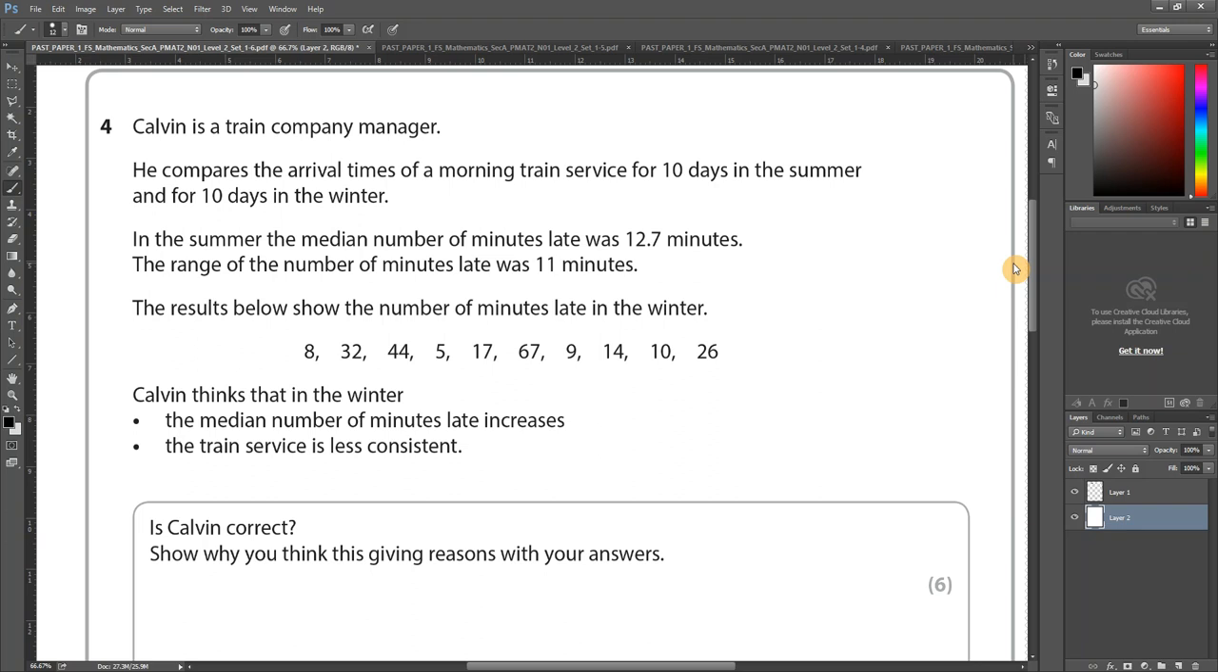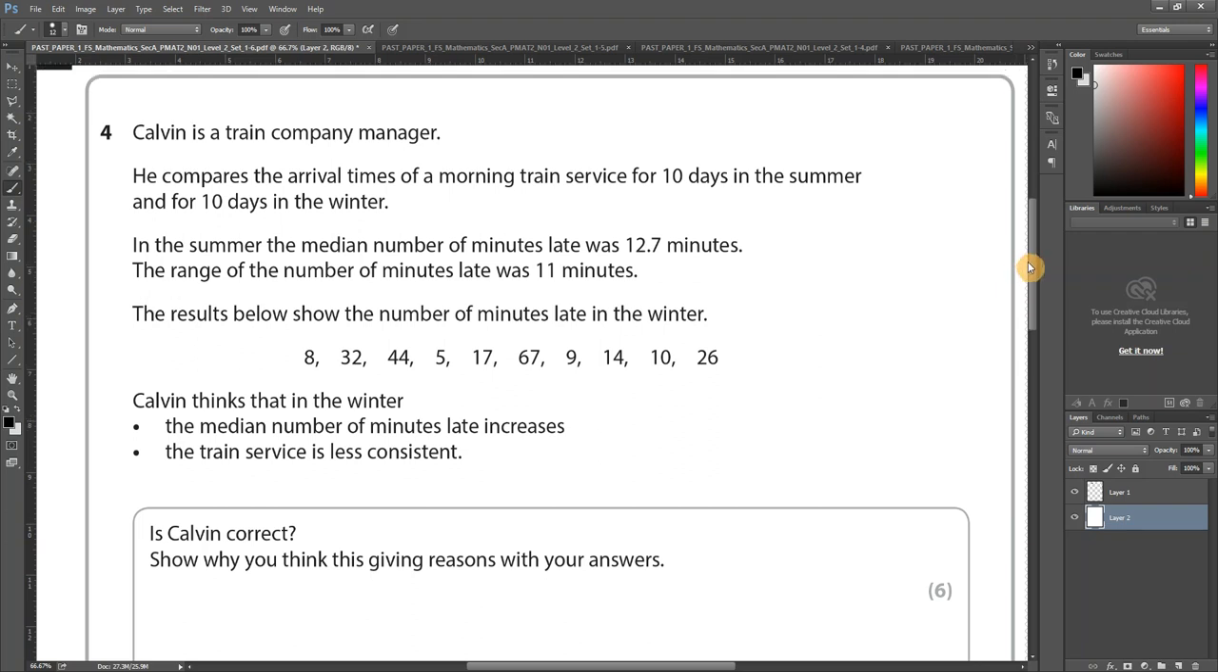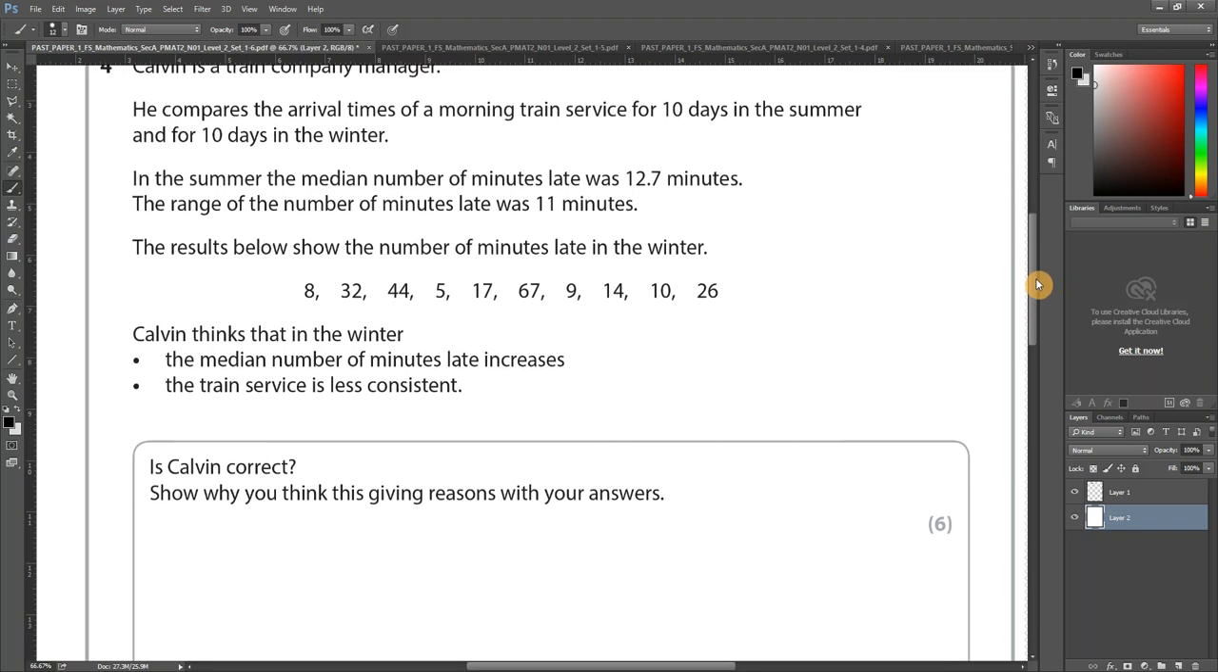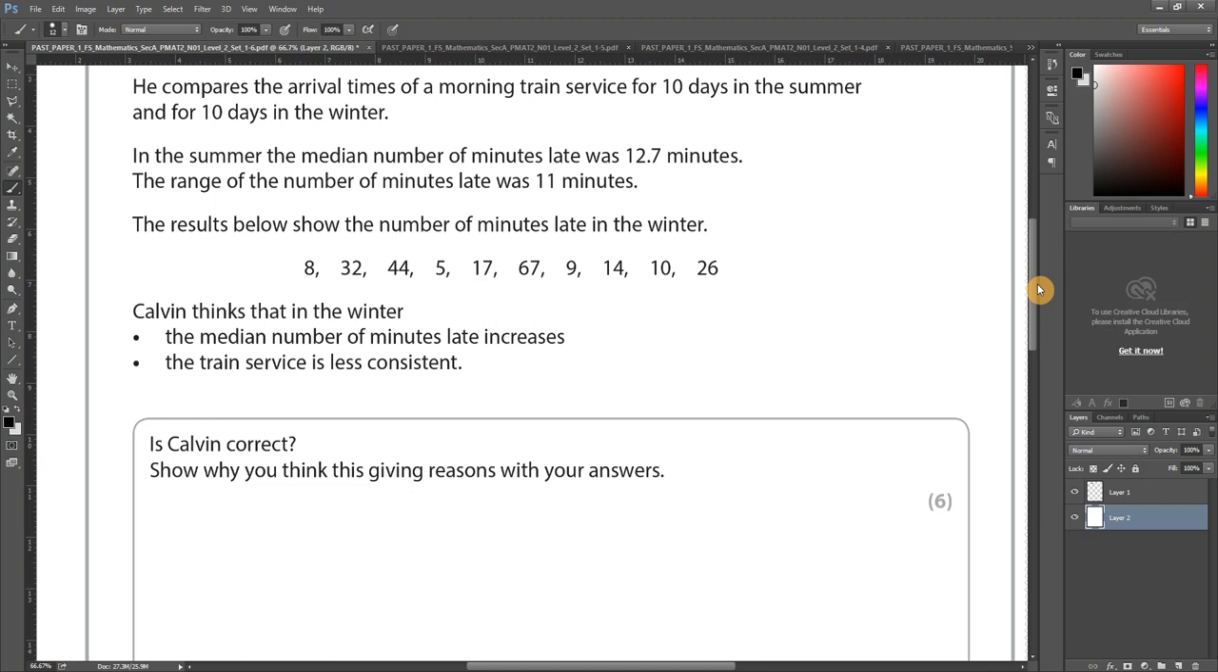Right, so this is one of those questions where you need to know when it's talking about median, range, less consistent, more consistent, things like that. You need to compare one set of data with another. So we're comparing the summer data with the winter data. So I'll put summer here, and let's put winter on this side. I would always separate it.